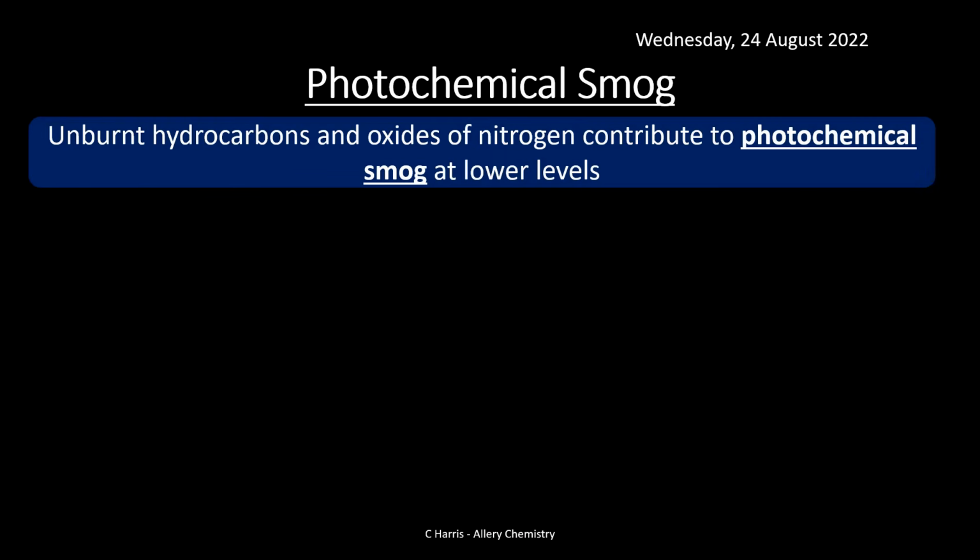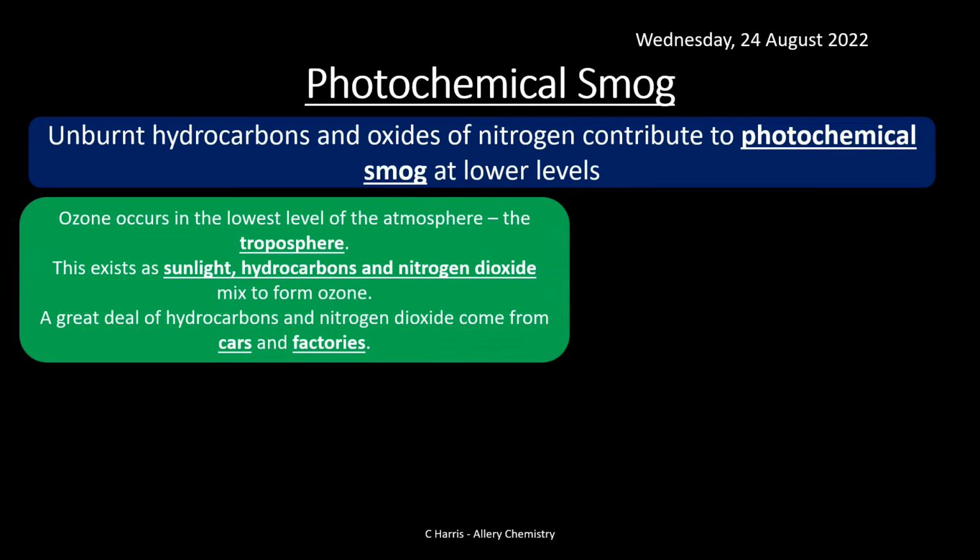Okay, so one of the other areas we need to look at is photochemical smog. Now, this is produced when you burn a fossil fuel: not all of the fuel will burn, and you get some unburnt hydrocarbons that come straight out the back of a car exhaust. And the oxides of nitrogen that we've talked about before, through combustion of fuels, can lead to photochemical smog at lower levels. So we've got some interesting pictures here to show you in a moment. Effectively, ozone occurs in the lowest level of the atmosphere, so that's in what we call the troposphere.